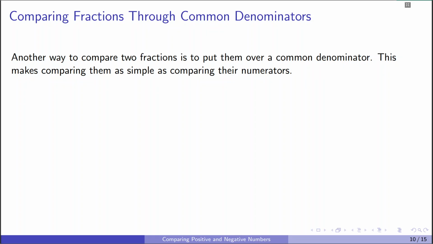Now, when you have two fractions, sometimes it's easier to compare them through common denominators. So if you could take two fractions and put them over a common denominator, sometimes by reducing them if they're not already in lowest terms, then this makes comparing them as simple as comparing their numerators. Comparing fifths to fifths is like comparing meters to meters. You can now just compare the other numbers. For example, which is greater, negative 7 over 12 or negative 8 over 15?